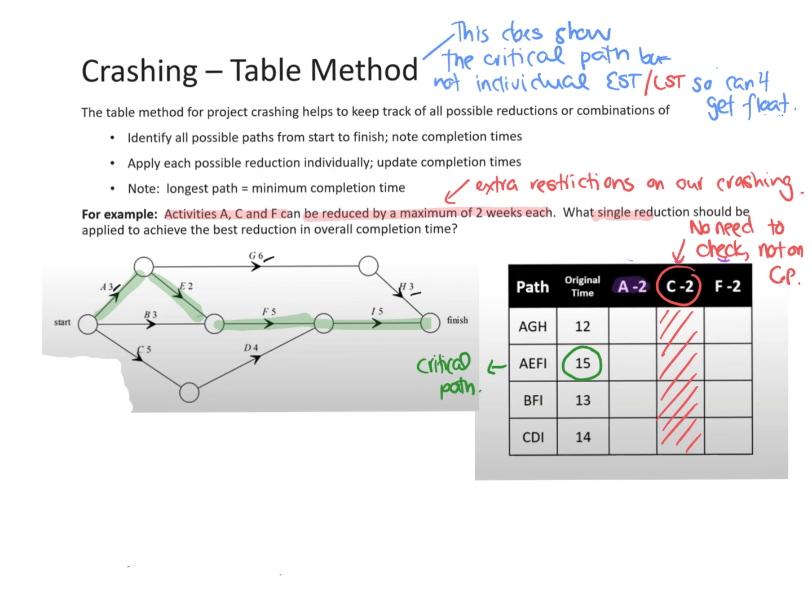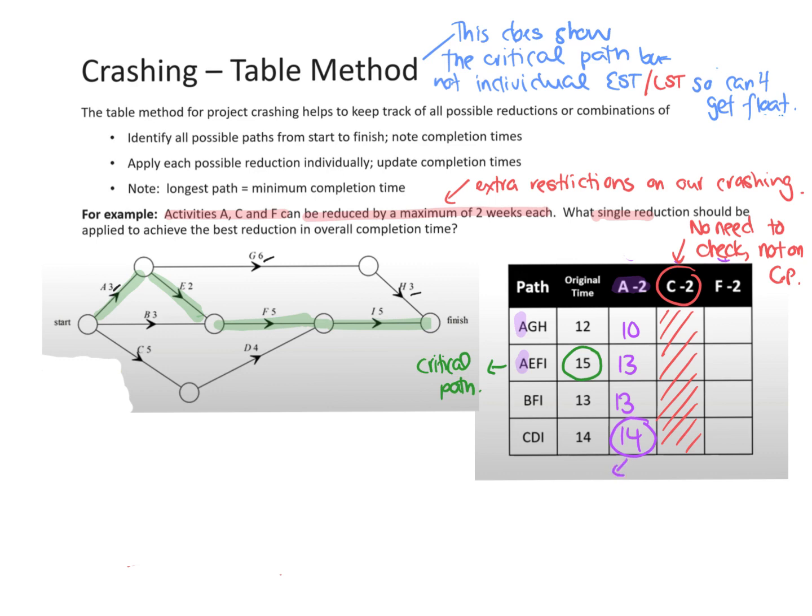So every time A is there in your paths, you would deduct 2. So this one will become 10. This one will become 13, because there's no A in there, and this one would remain 14. So when you do that, here is our new critical path.